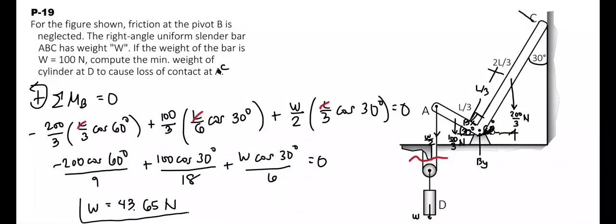And this is our final answer. This is the minimum weight of the cylinder at D to cause loss of contact at point C.